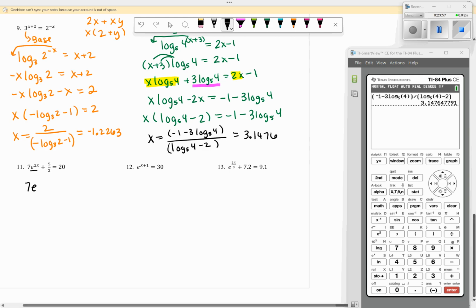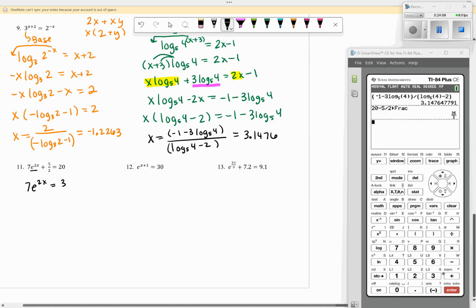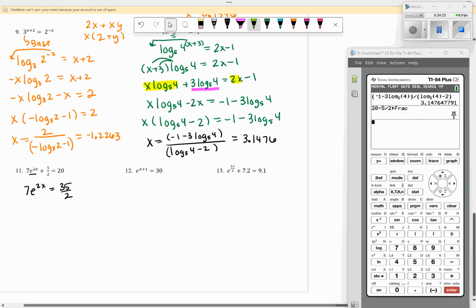So in this case, we have 7e to the 2x is equal to, so 20 minus the 5/2, if we want to write it as a fraction, gives us 35 over 2. And so remember, when you subtract fractions, you have to get a common denominator. So you're basically taking 40 over 2 minus 5 over 2, which is where we get the 35 over 2. And then divide this by 7.